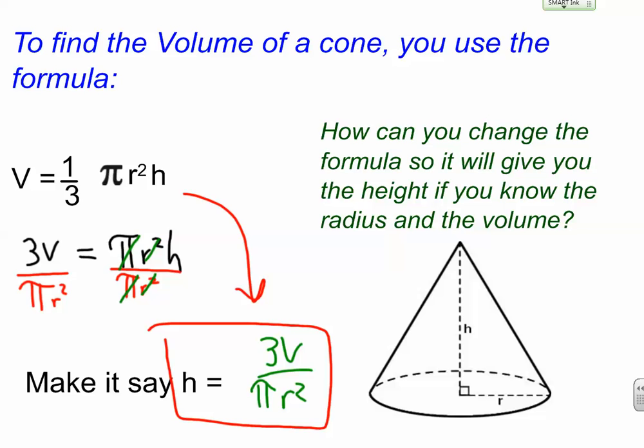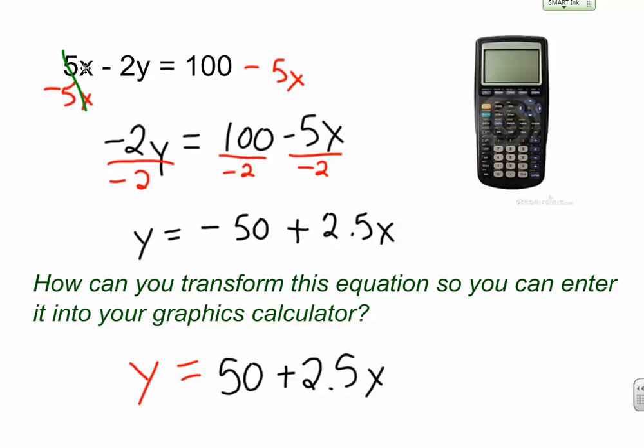All right, then you practiced some. So I wanted to solve this to say y equals so I could enter it in my graphics calculator. So we subtracted 5x from both sides first. Then we divided every term by -2. I want to get rid of this -2, so I divide every term by -2. That gives me y equals 100 divided by -2 is -50. A negative divided by a negative is a positive, and 5 divided by 2 is 2.5. So it's 2.5x. And now I could put it in my graphics calculator.